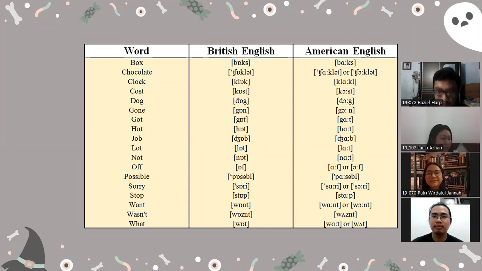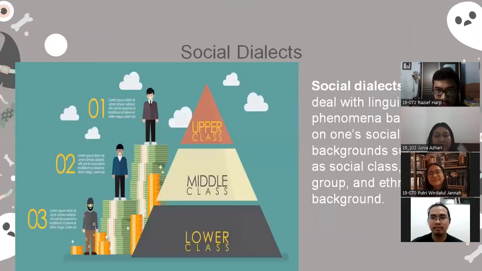Okay, thank you, Razif. Next, we have our third topic. It's about social dialects. This topic is going to be explained by myself. Social dialects deal with linguistic phenomena based on one's social background, such as social class, age, group, and ethnic background. Here we can see on the left there is a picture that shows us about social class. There are lower class, middle class, and upper class. Next slide.